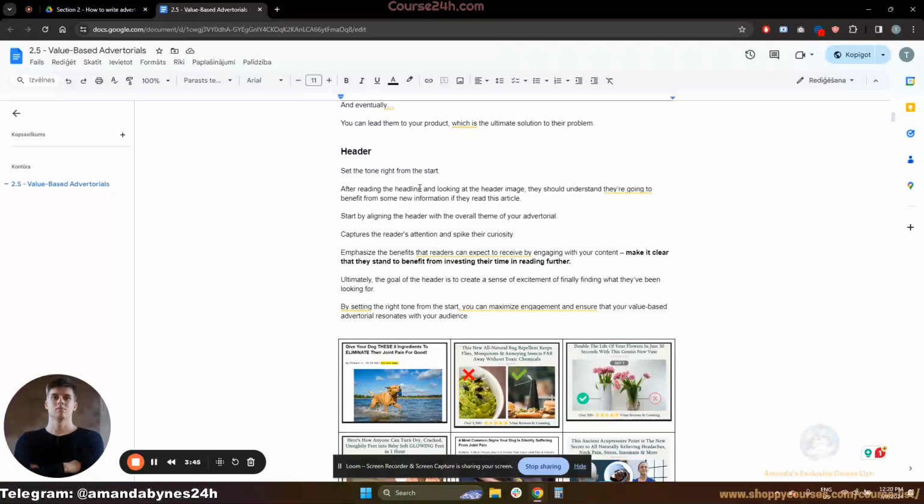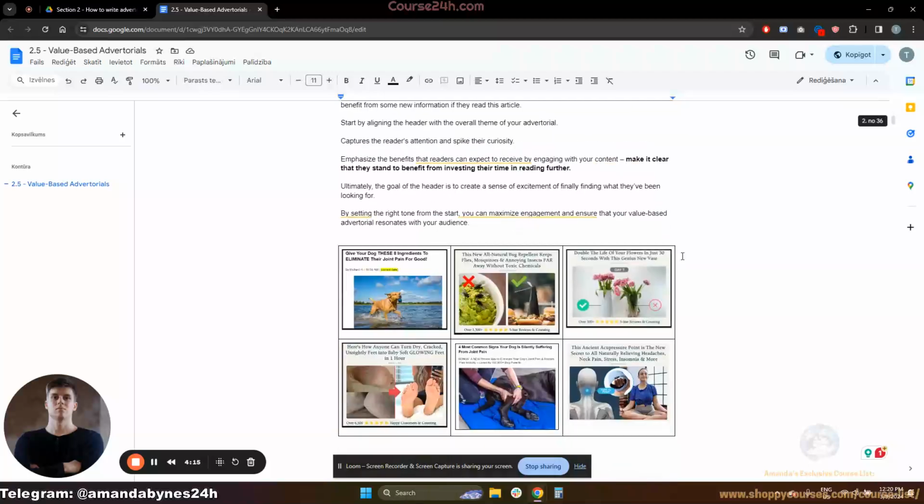So in the header, set the tone right. After reading the headline and looking at the header image, they should understand they're going to benefit from the information if they read this article. So align the header with the overall theme of your editorial. Make it clear that they stand to benefit from investing time and reading this editorial. And ultimately, the goal of the header is to create a sense of excitement, making them think that they're finally finding what they've been looking for.